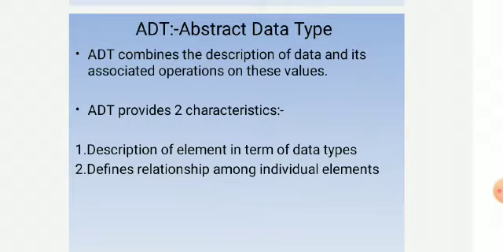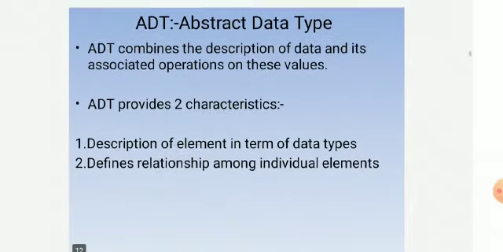And the second characteristic, it defines the relationship among individual elements. So again the same example, number 1 and number 2. And which is the relationship for those two numbers? Plus. So the plus operator defines the relationship for number 1 plus number 2.